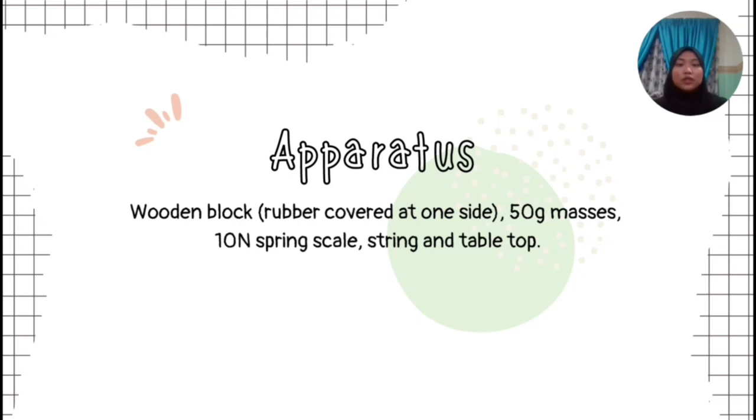The apparatus that we use in this experiment is a wooden block. The wooden block has a rubber cover on one side. Next are 50 gram masses, a 10 Newton spring scale, string, and a tabletop.